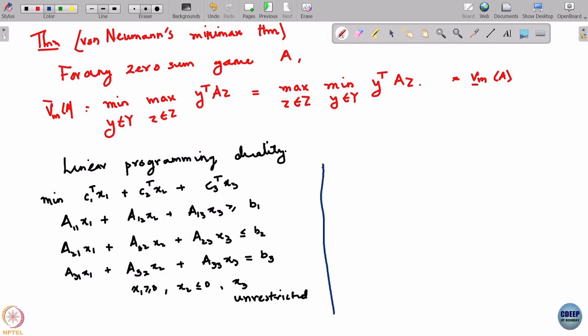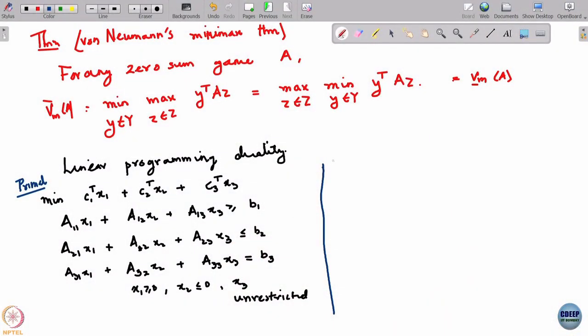Remember, this problem is minimizing a linear function of x over these regions. Corresponding to this, there is what is called a dual problem. If this is called the primal problem, then corresponding to it is another problem, a kind of twin, called the dual problem. The dual is a maximization, again of a sum of three linear functions of another variable, which we will call w. So you are maximizing B1 transpose w1 plus B2 transpose w2 plus B3 transpose w3.